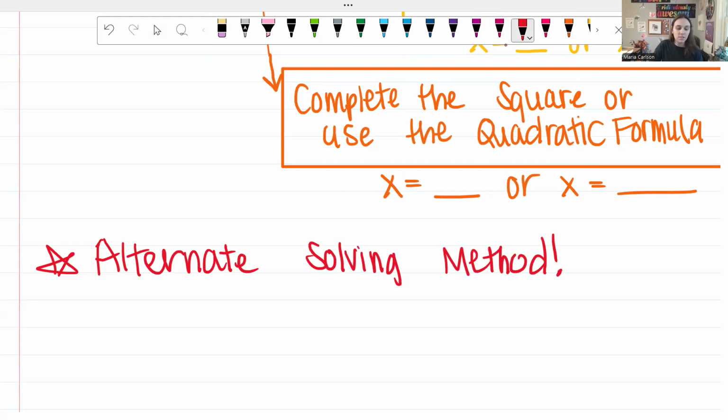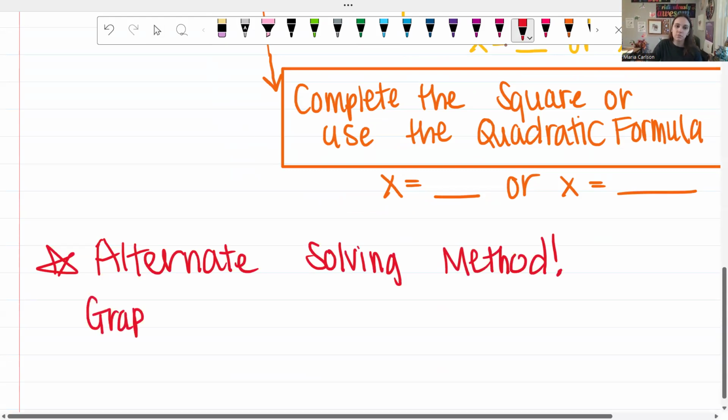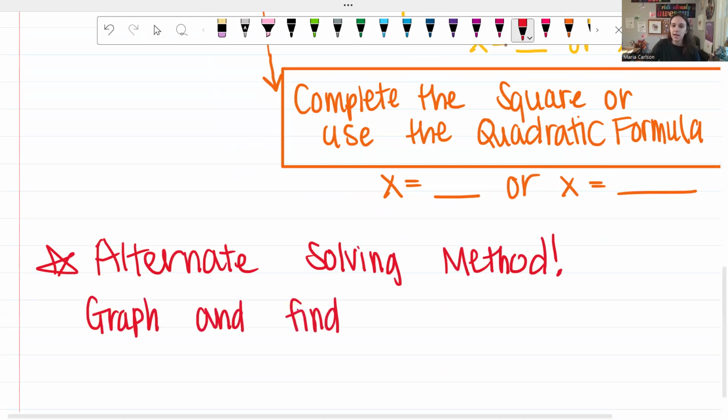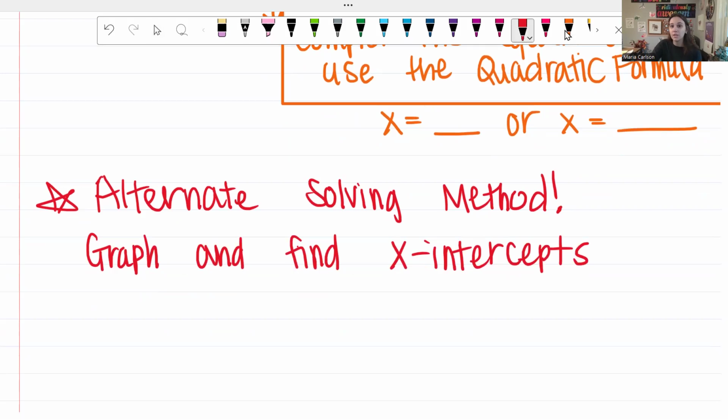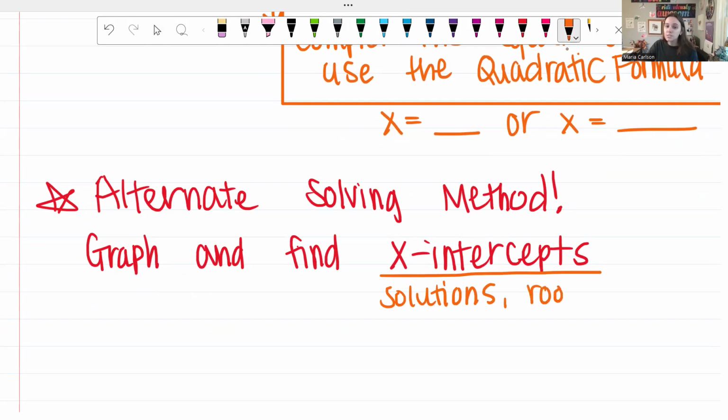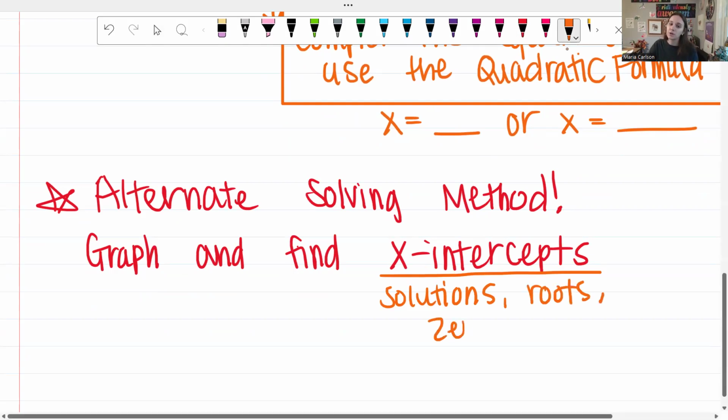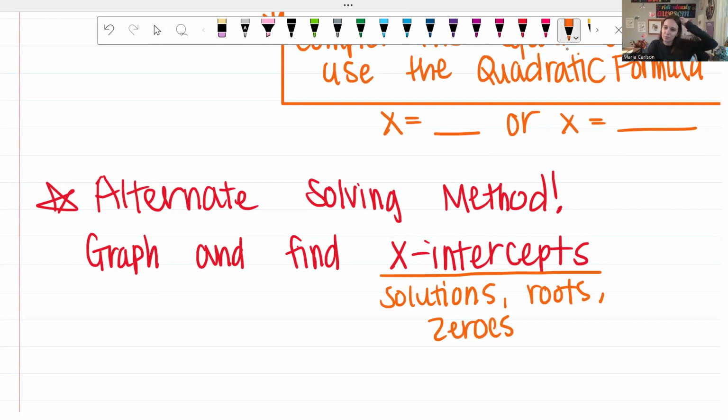All right, alternate solving method. You can always, always, always graph. Graph and find the x-intercepts. So your x-intercepts, those are what we consider to be the solutions, right? X is equal to blank, X is equal to blank. Those are your x-intercepts, your solutions, otherwise known as your roots, otherwise known as the zeros of the function. I never remember if there's an E in that word or not, so I sincerely apologize if I just misspelled that.